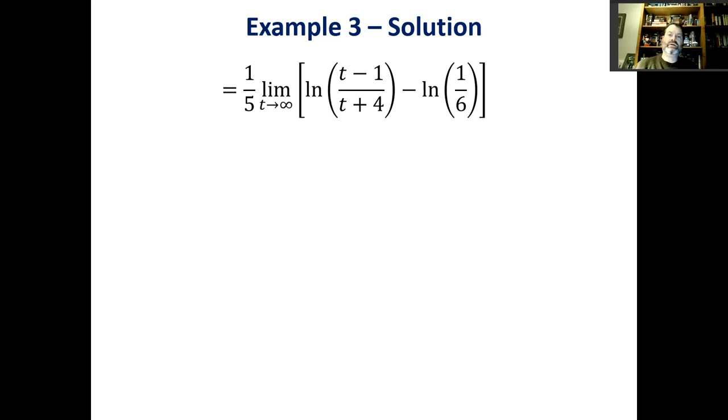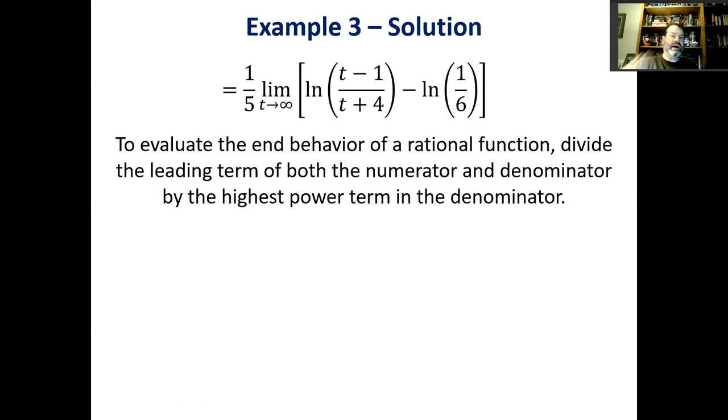But don't do that. Whenever you have limits that tell you to use L'Hopital's rule, it's possible you could get stuck in an infinite loop. In fact, if you use L'Hopital's rule here, you might get the wrong answer. So don't do L'Hopital's rule here. Simplify inside here first. To evaluate the end behavior of a rational function, divide the leading term of both the numerator and denominator by the highest power term in the denominator.